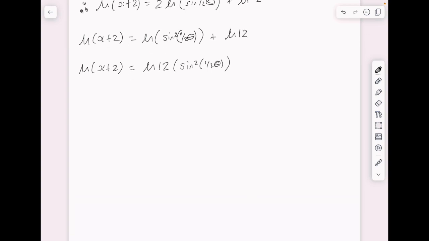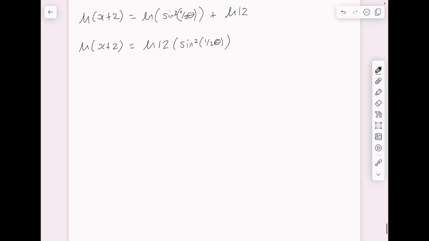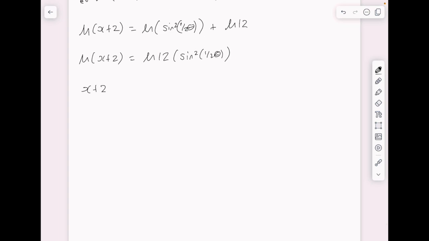Now we can get into the nitty-gritty, so to speak. Because what I can say from here is, okay, cool. If we raise these both to the power of e, what we're going to get is x plus 2 is equal to 12 sine squared half theta. But now the question becomes, guys, what does sine squared of a half theta equal?